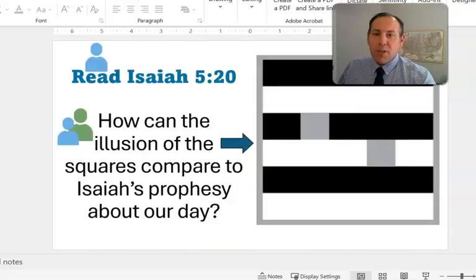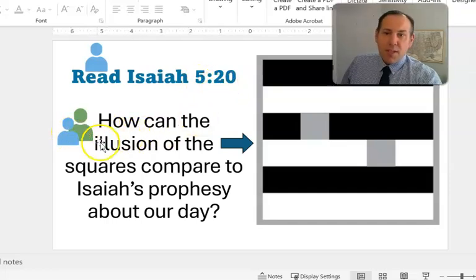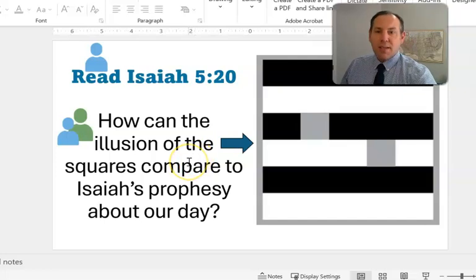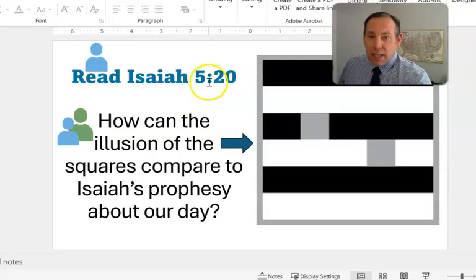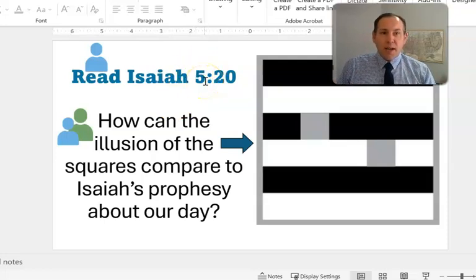If you're blues, you're going to read out loud to your neighbor Isaiah 5:20. And then both of you are going to talk about this: How can the illusion of the squares that we just looked at compare to Isaiah's prophecy in verse 20? So both of you turn there, and blues, you're going to read and then discuss. Let's take 60 seconds to do that.